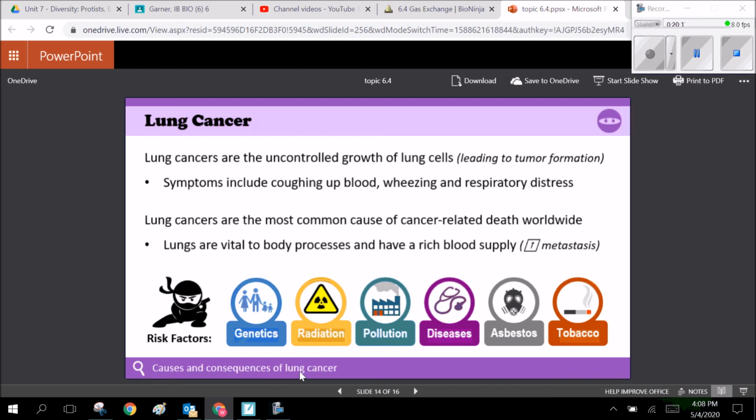Now, you can be genetically predisposed for it. It can be caused by all sorts of environmental things, and also diseases. So there's just a lot of things that can cause lung cancer, and it's a very widespread problem around the world.